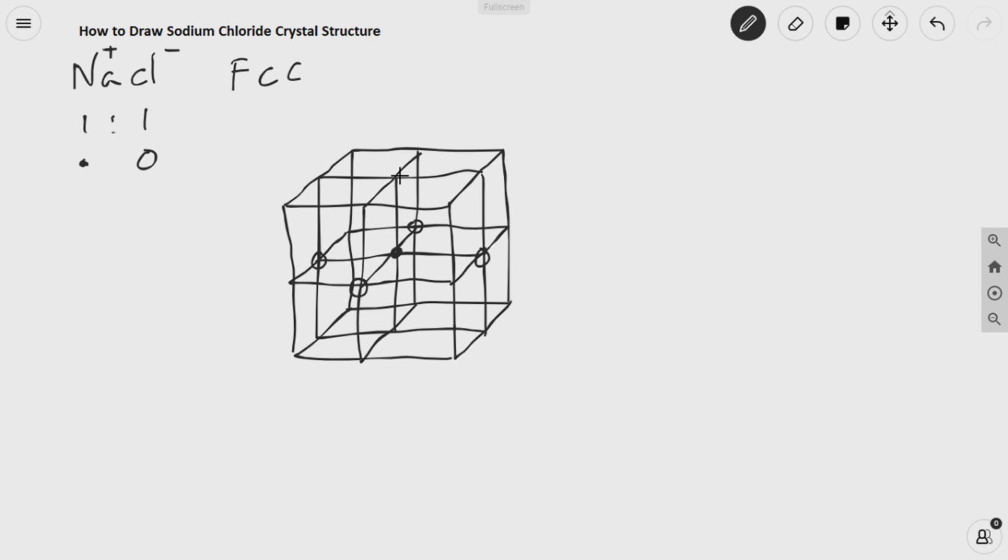Then for this chloride ion, we are adding sodium. Now you understand that if this point contains sodium, the adjacent point should contain chloride. So we are filling up chloride. Start filling up the ions.